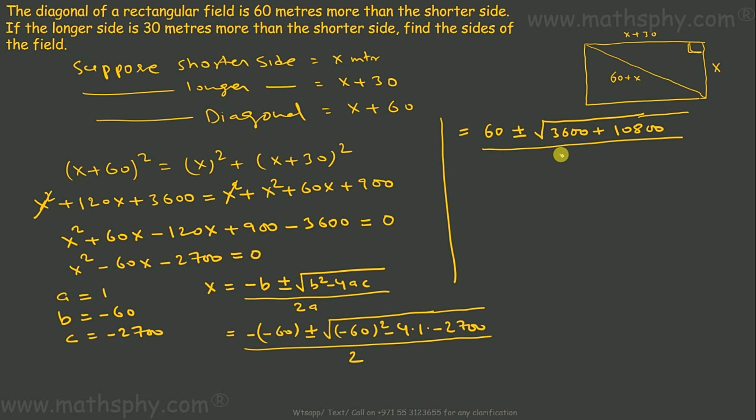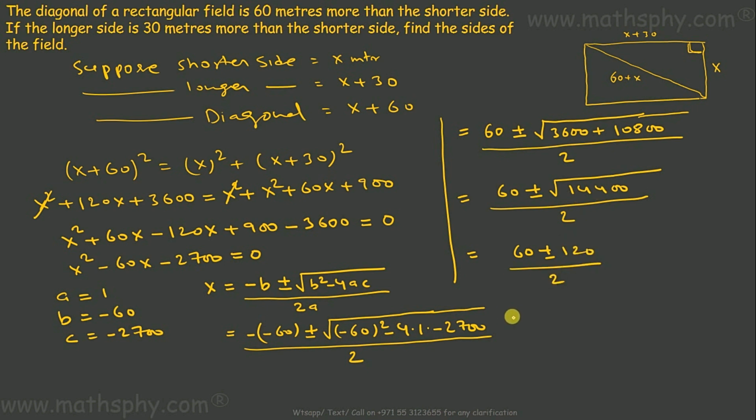Over 2. So this will be 60 ± root. Sum of them will be 14400, over 2. 60 ± root of this will be 120, over 2. So x is equal to (60 + 120)/2, and x will be (60 − 120)/2. So this will be 90 and this will be −30.